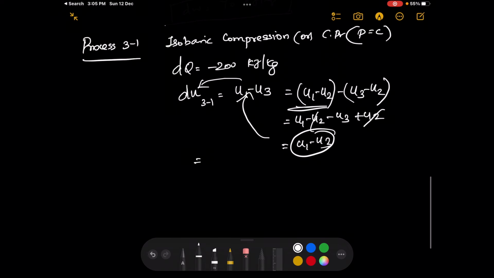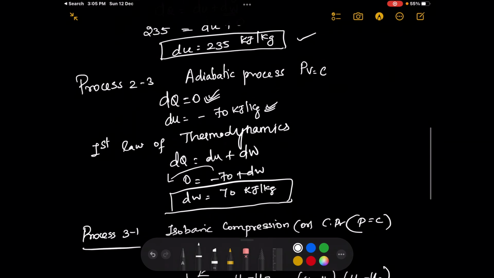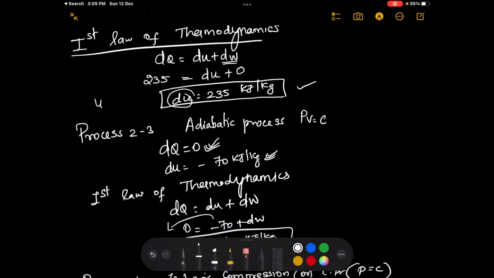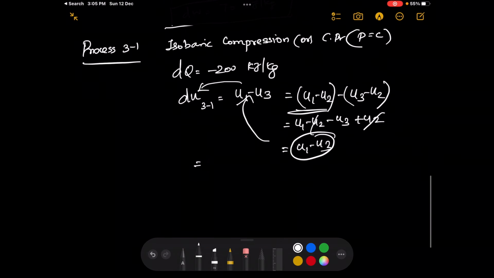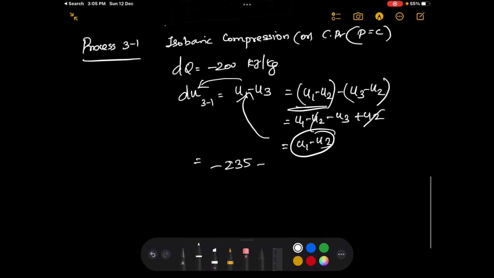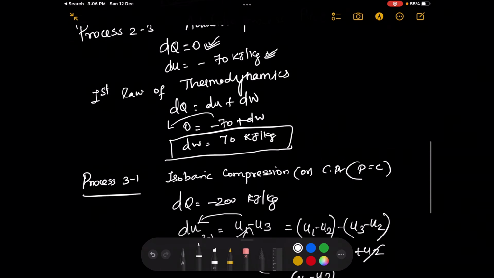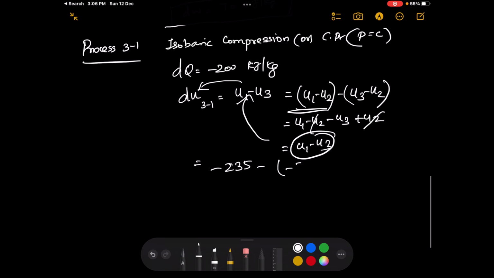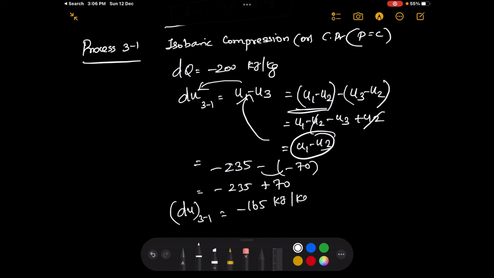For process 1 to 2, u1 minus u2 is 235. Here du is u2 minus u1, but we need u1 minus u2, so minus 235, minus (u3 minus u2), which is minus 70. So minus 235 minus of minus 70, and finally you get du for 3 to 1 as minus 165 kilojoules per kilogram. Here u3 minus u2 and u1 minus u2, so that is why you put the minus sign.